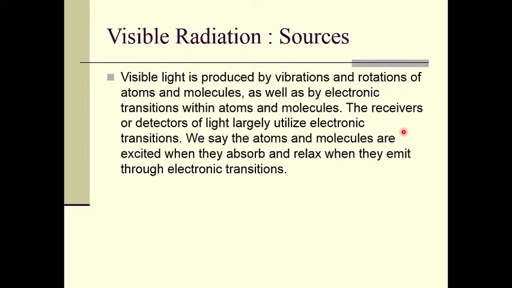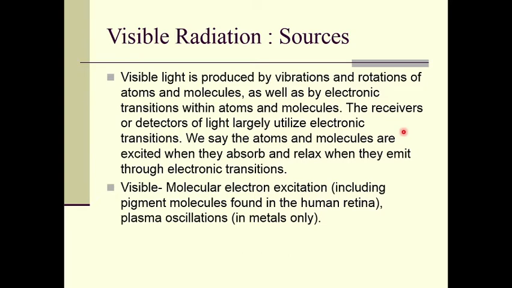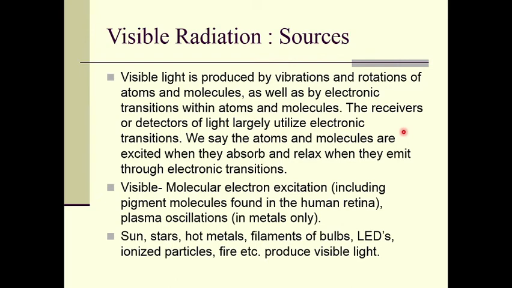That means all the transitions going on between the different energy levels in the atom, that means electrons jumping from one energy level to another energy level, give rise to some form of light, mostly visible light. So, visible radiation is caused by molecular electron excitation, including pigment molecules found in the human retina, and by plasma oscillations in metals. Suns, stars, hot metals, filaments of bulbs, LEDs, ionized particles, fire, etc. produce visible light.